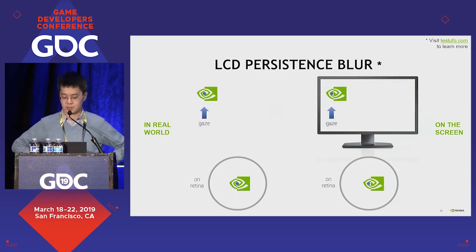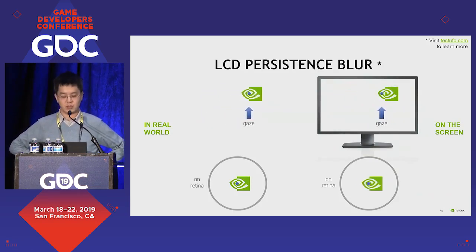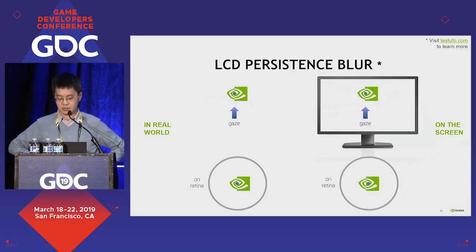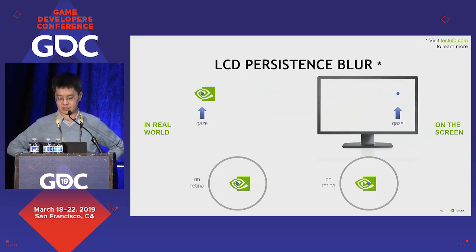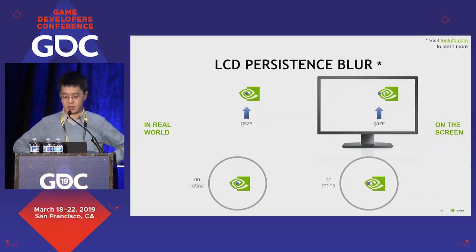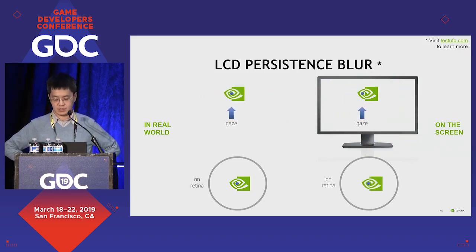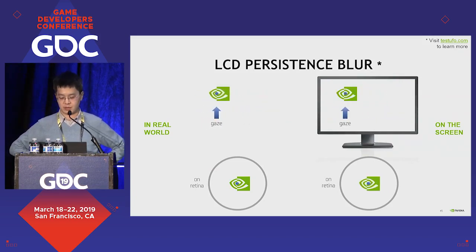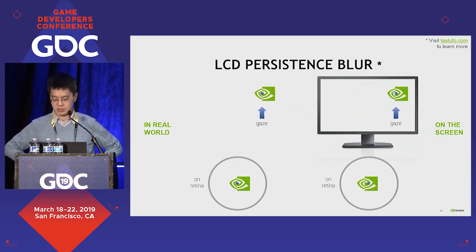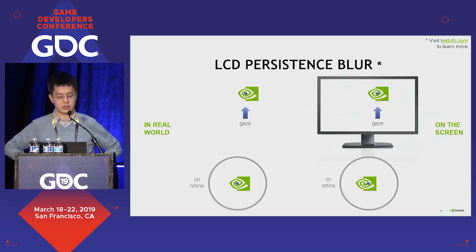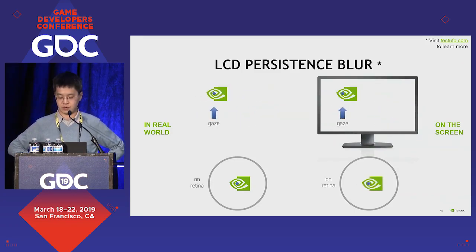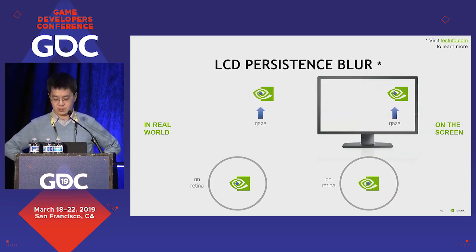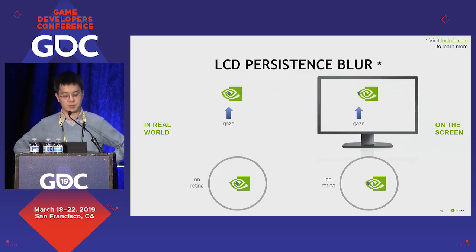The LCD persistent blur is an artifact that is common on most LCD displays. If you look at the left side, when our eyes follow a moving object in the real world, the image of that object on the retina is static. On the right side, because the display can only refresh at fixed intervals, the displayed object has a jerky motion. Our eyes are still trying the best they can to follow the object in a linear motion, but on our retina, the image is not stable. This causes a blurry image.